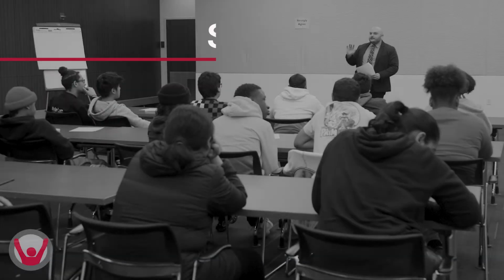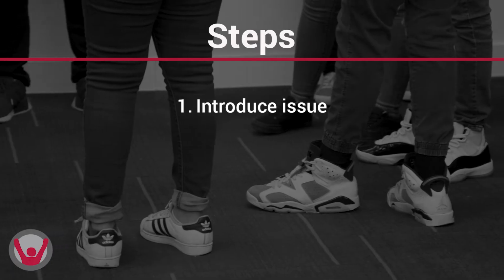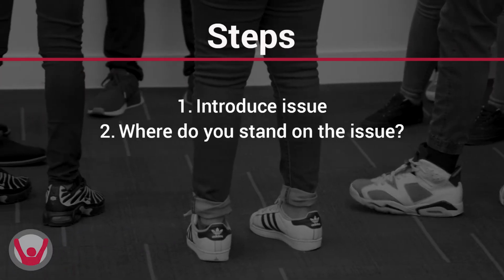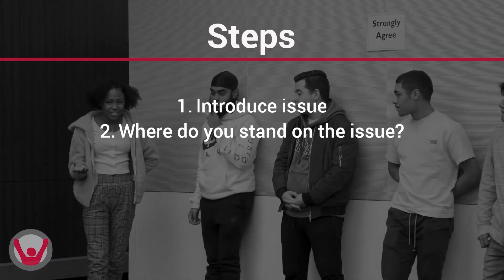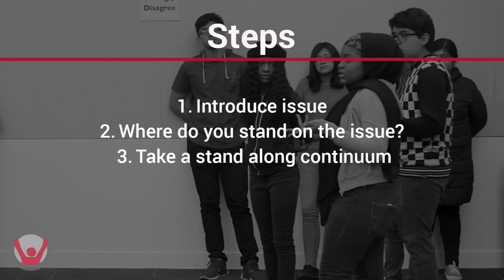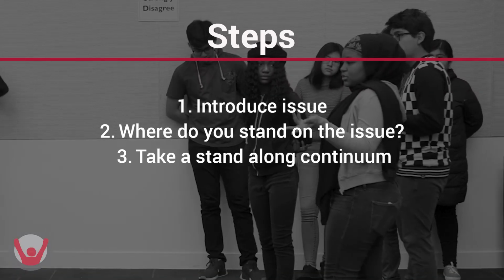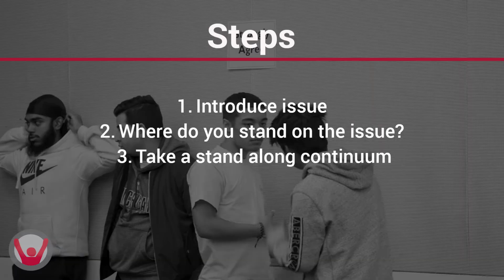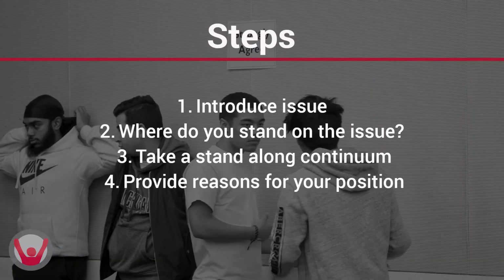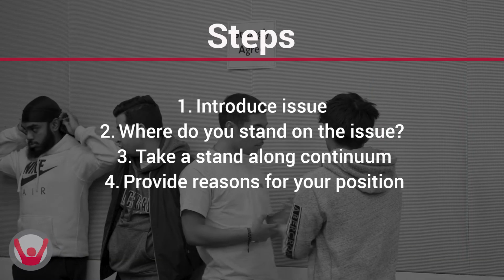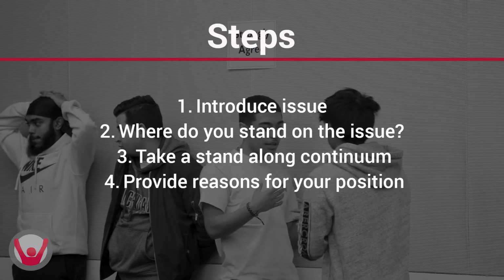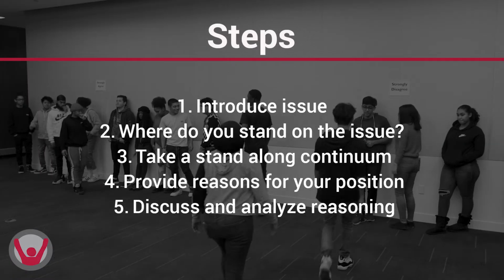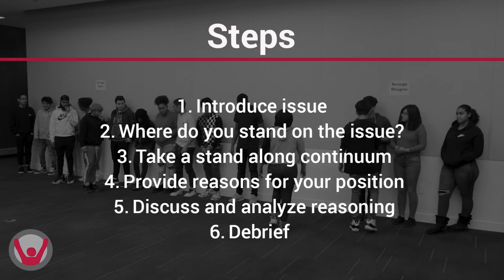The Take a Stand activity begins by introducing a contested public issue and then asking students to think through their opinions on that issue. When students are ready, they are instructed to take a stand on a continuum. From their position on the continuum, students then give their reason for the position and listen carefully to reasons given by those who don't agree with their position. Students then discuss and analyze the reasoning from a variety of positions before debriefing the activity.